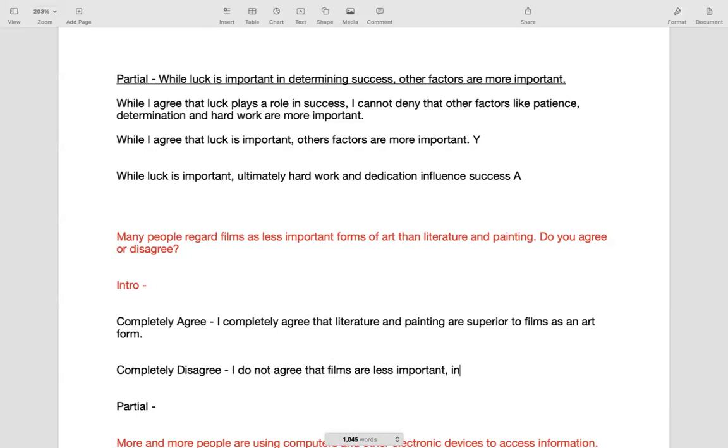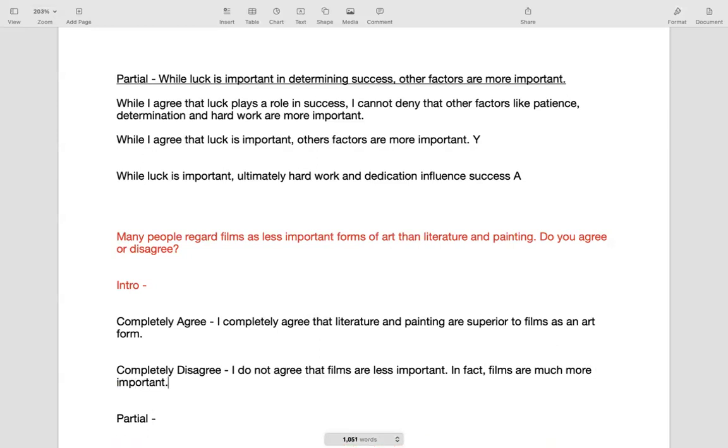Or you could even say what she said. She said what, that in fact, what is more important? In fact, films are much more important. You can say equally important, but you can also say films are much more important. Is it clear? That can be one way to disagree. Equally important can also be another way to disagree. Which will be easier for you to prove? Films are more important or films are equally important? What would be easier for you to prove?